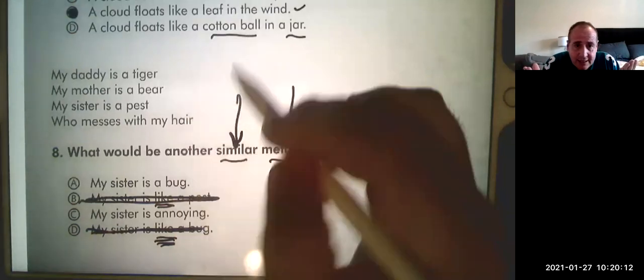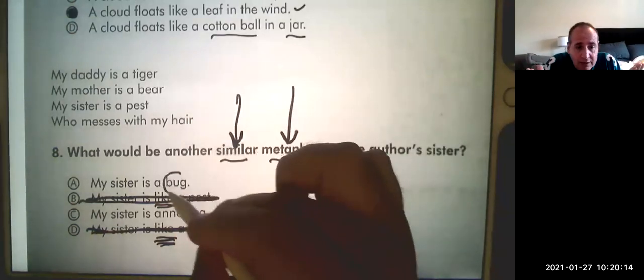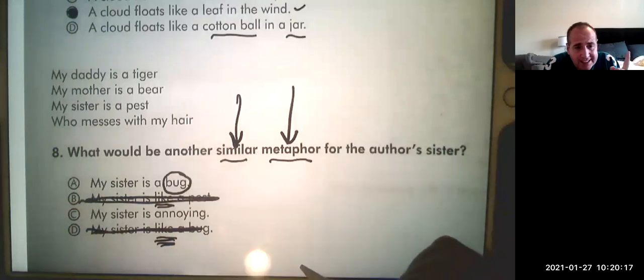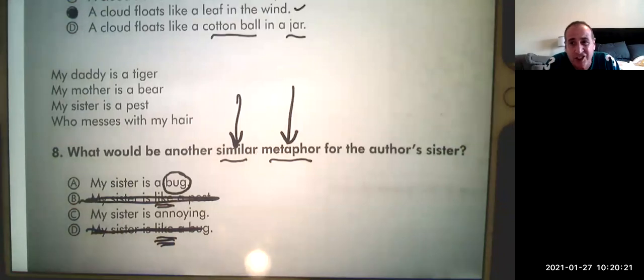That would make sense. Your sister could be a roach. So I would think it could be A, but I'm going to look at C. My sister is annoying. No, I'm not comparing her to it. I'm saying she is annoying. So that literally can be annoying. So C is out. I am picking A.